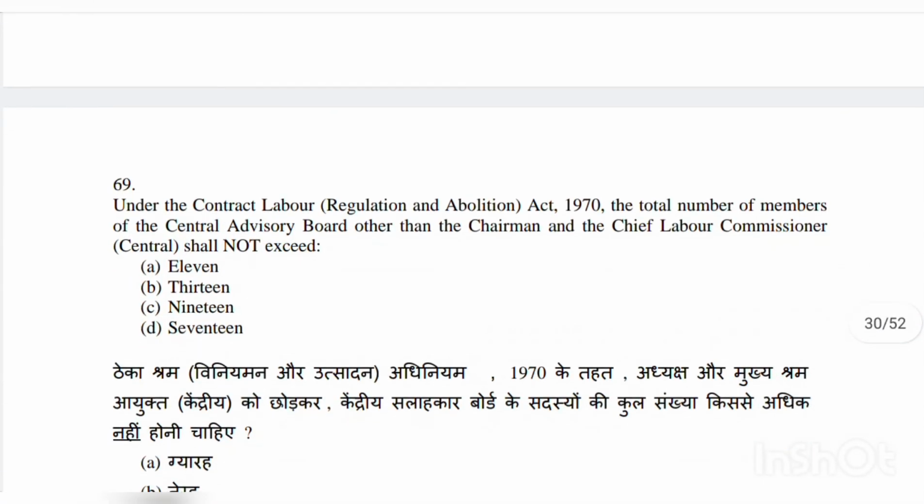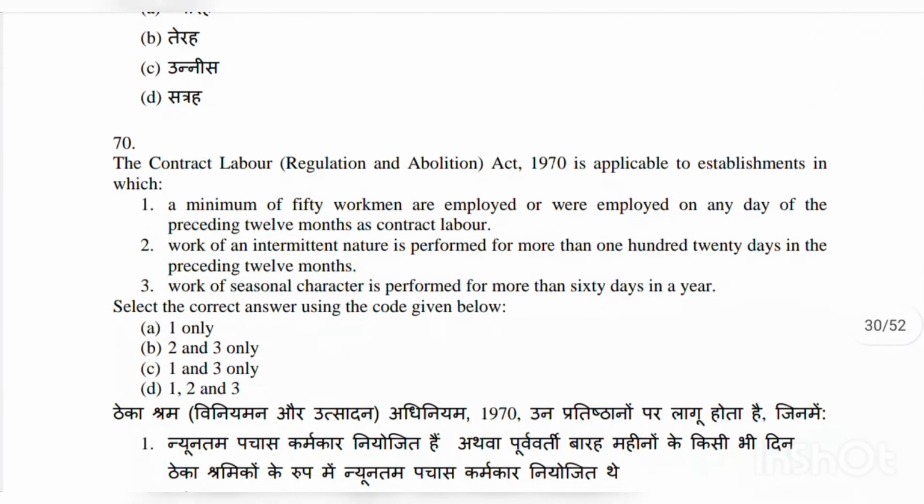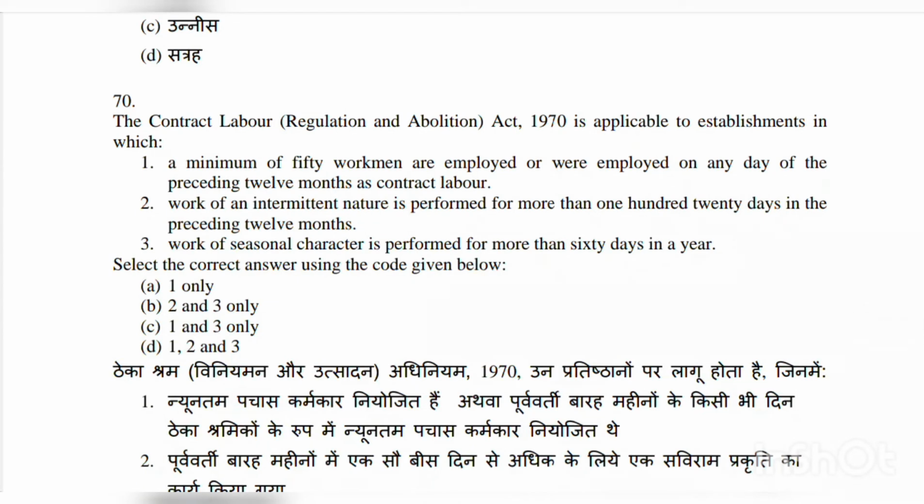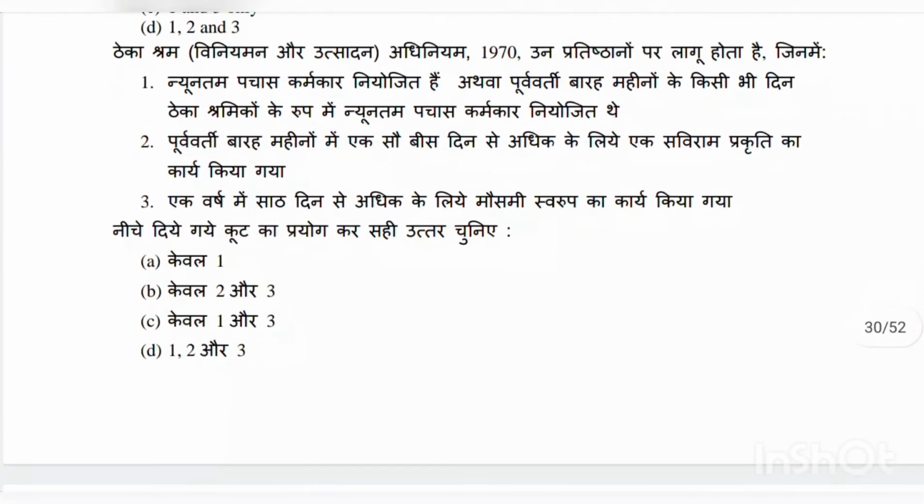Question number 69. Under the Contract Labour Regulation and Abolition Act 1970, the total number of members of the Central Advisory Board, other than the chairman and the chief labour commissioner (central), shall not exceed 17. The Contract Labour Act 1970 is applicable to establishments in which the answer is B. 2 and 3. Work of an intermittent nature is performed for more than 120 days in the preceding 12 months. Work of seasonal character is performed for more than 60 days in a year.